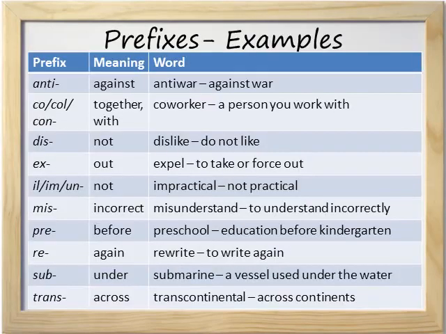Here are more examples of prefixes. The prefix anti means against. So anti-war means against war. The prefixes co, col, and con mean together or with. So for example, the word coworker means a person you work with. The prefix dis means not. So the word dislike means do not like.